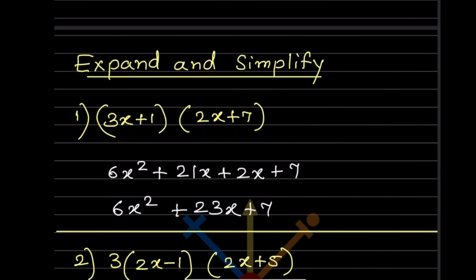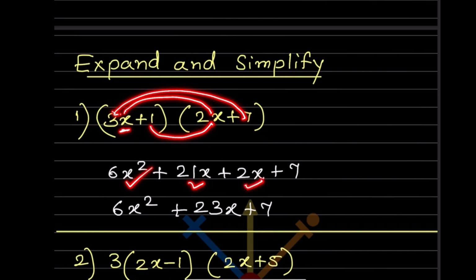So now see here, whenever you want to expand this, what will you do? You will take this number, this into this. So that is going to be 6x squared. Again this into this, that is going to be 21x. Then this into this, that is going to be 2x. And this into this, that is going to be 7.